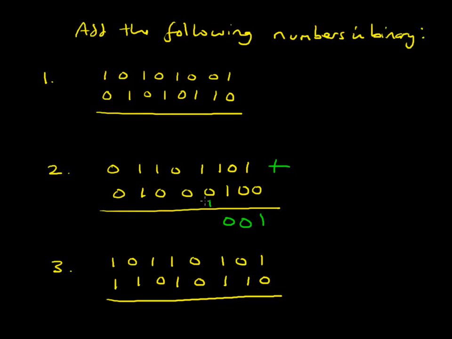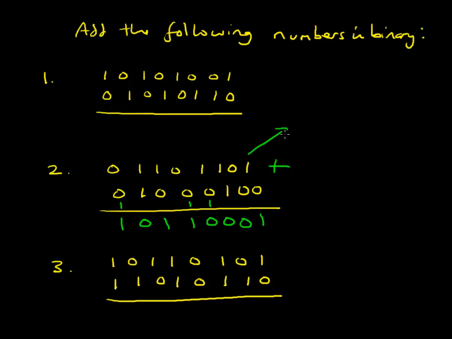1 plus 1 is 2, so it's 1, 0 again. 1 plus 0 is 1. 1 plus 0 is 1. 1 plus 1, we need to carry the 1 and put 0 in there, and then 1 plus 0, and we get a 1. So now we just want to double check this.